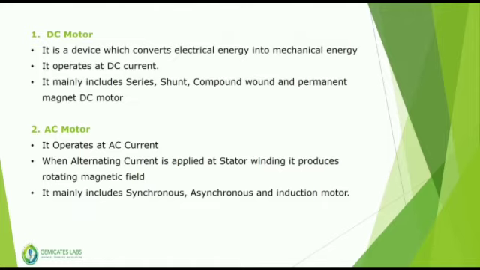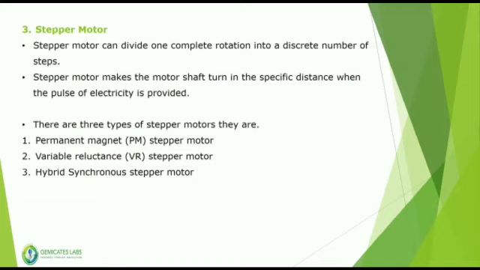Next one is the AC motor. It operates on alternating current. When alternating current is applied to the stator winding, it produces a magnetic field. Next one is the stepper motor. It divides one complete rotation into a discrete number of steps. In stepper motors, there are three types: permanent magnet, variable reluctance, and hybrid stepper motor.